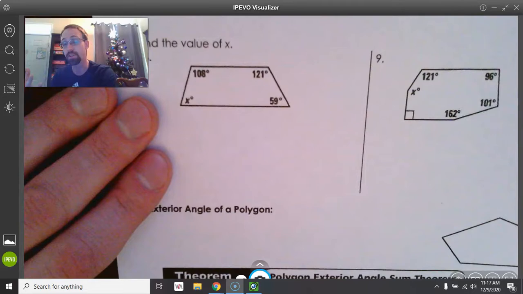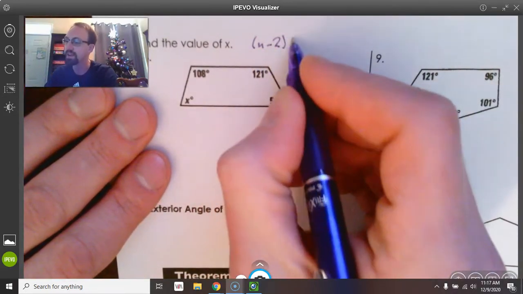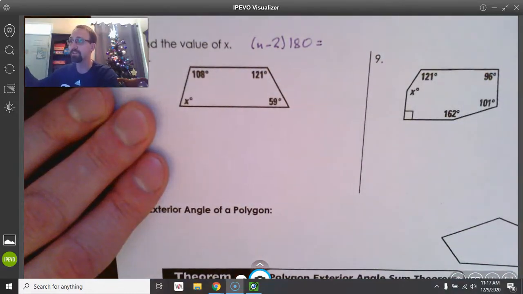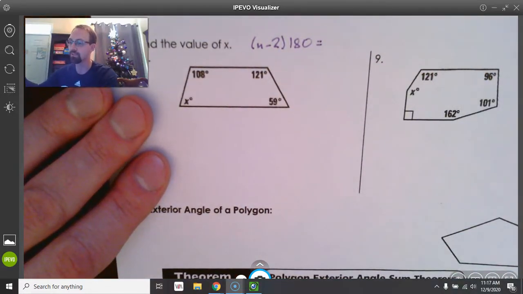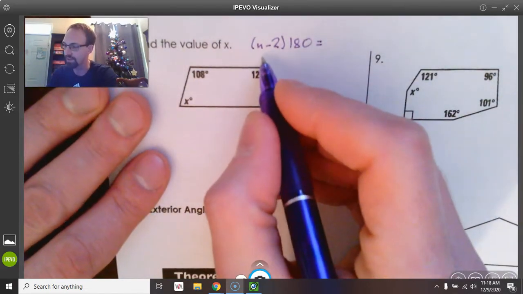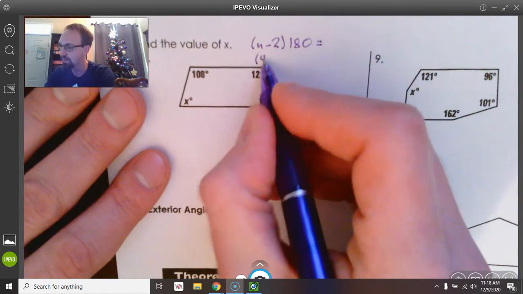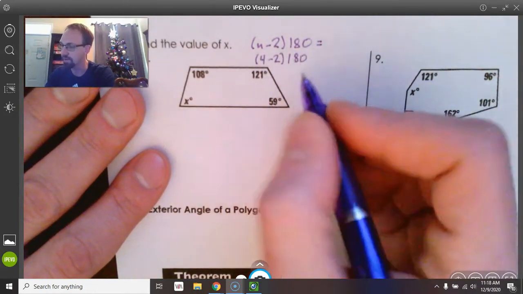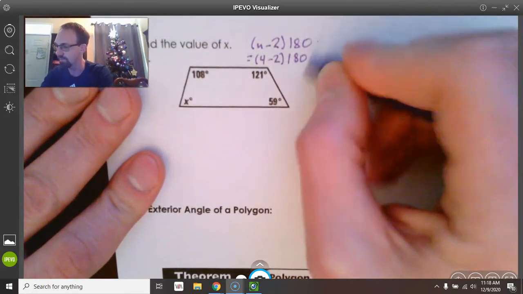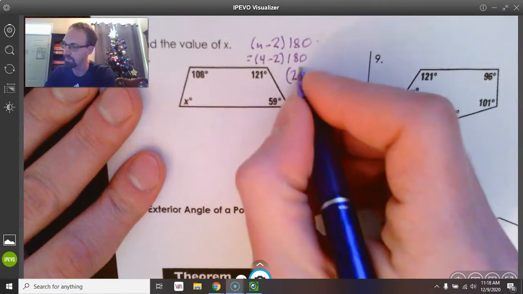I'm going to use that formula that we just had, n minus 2 times 180 equals, and we actually have to know what that end result is going to be. So I can find that for this one. This is a 4-sided shape, so this is going to be 4 minus 2, so 4 minus 2 times 180. I'm actually going to use the left equals to showcase this. 4 minus 2 is 2. 2 times 180.